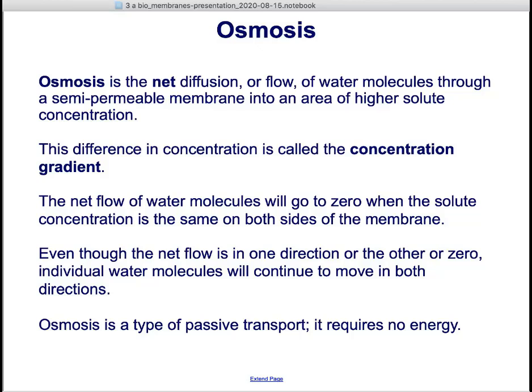Even though the net flow is in one direction or the other or zero, individual molecules of water will continue to move in both directions. Osmosis is a type of passive transport. It requires no energy.